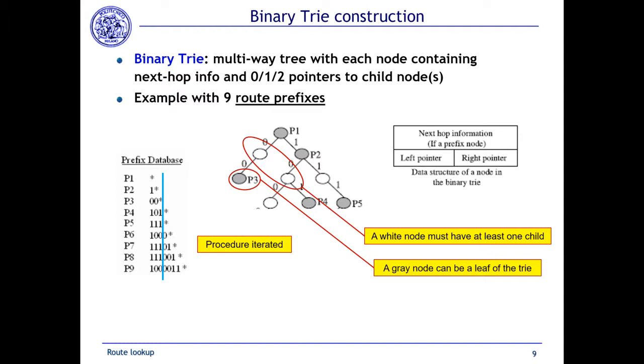Since a white node is present in the tree only if it has at least one child, as a consequence, only gray nodes can be the leaves of the tree. Okay, so a gray node can be an intermediate node, or it can be a leaf. For example, this is a leaf because after this entry 00, you don't have any other prefix that starts with 00. So this is a leaf. The white node is always an intermediate node. It can never be a leaf of the tree.